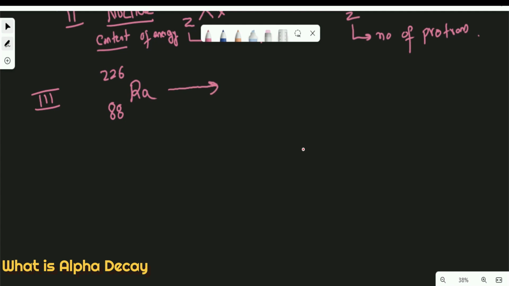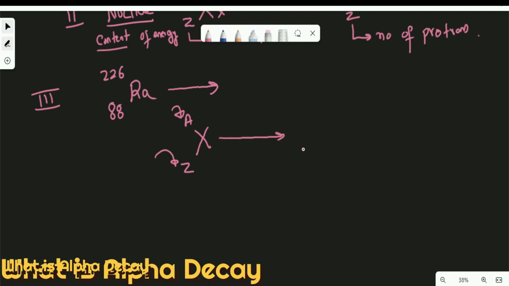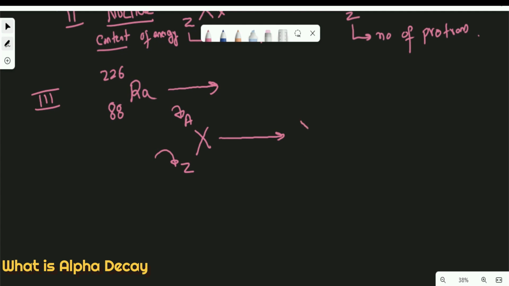Whenever anything goes through an alpha decay, for example, this is your situation, A and Z. These are the number of nucleons. This is the number of protons. What are nucleons? Nucleons is the sum of protons and neutrons. So it undergoes an alpha decay. The whole focus is alpha decay. It becomes something Y, and an alpha particle is released, right?